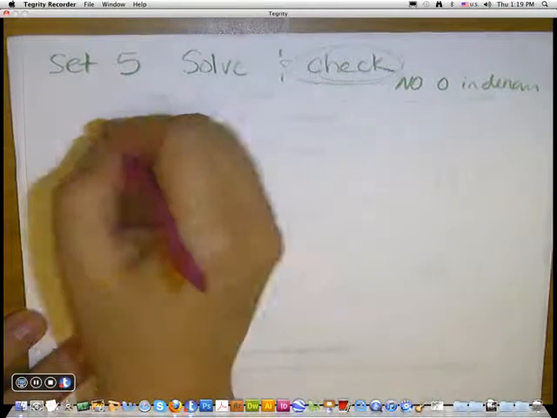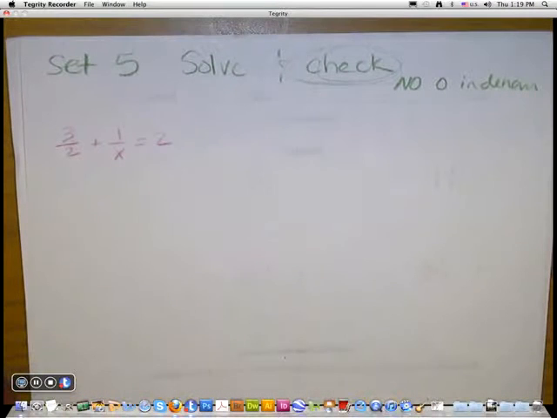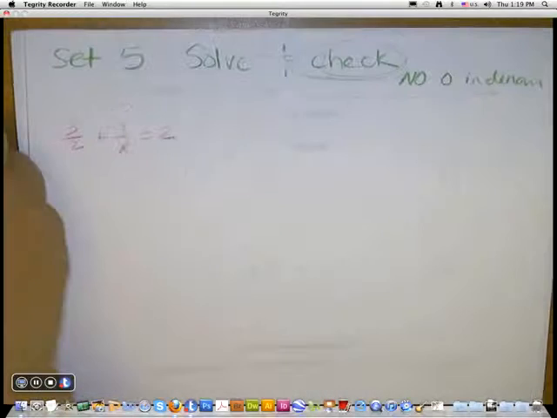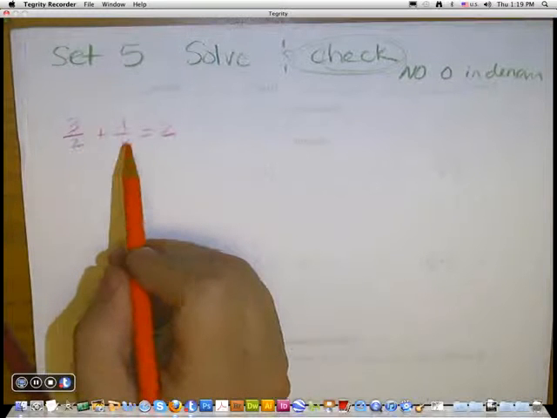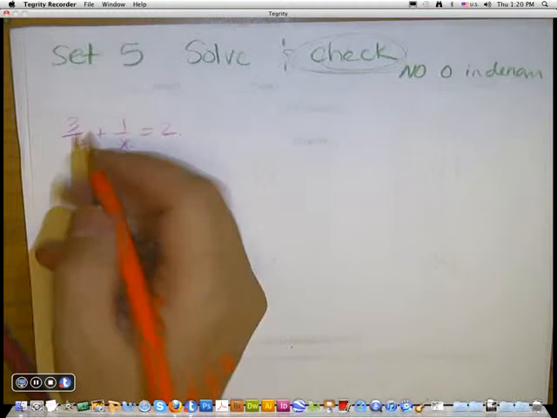Alright, so let's start with 3 halves plus 1 over x is 2. Now, what makes equals a little bit different from just simplifying, which we've been doing for the last few days, is that I don't have to get common denominators when I'm equaling and when I'm solving. I get to get rid of denominators. So I'm not multiplying by common denominators, I'm multiplying by the denominator. So in this case, I'm going to be multiplying by 2 and x, because those are the denominators. So that's what I'm going to be multiplying to everything.